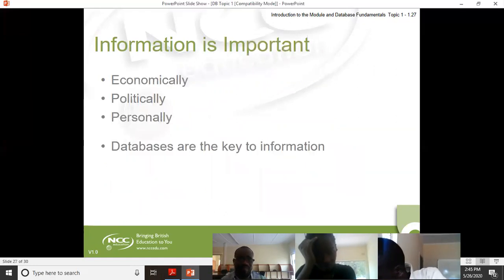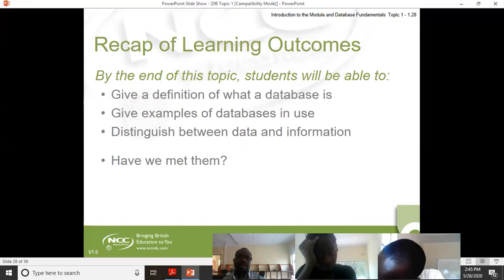Information is important economically, politically, personally. Databases are the key to information. If you have databases, then you can have the information. Now this is a recap of what we have done. We gave a definition of what a database is, gave examples of databases in use, and distinguished between data and information.